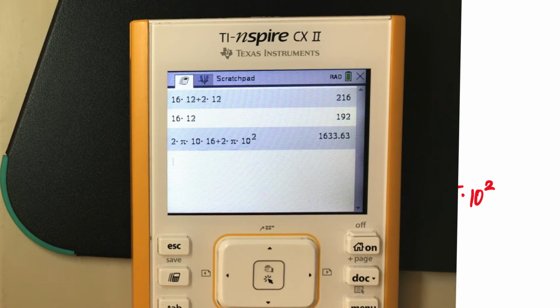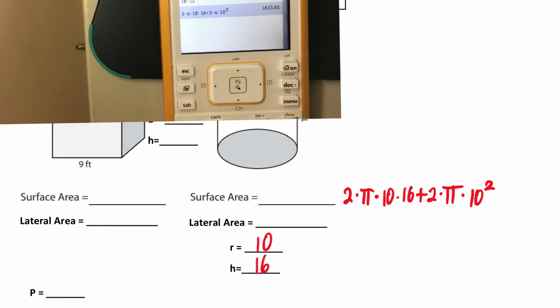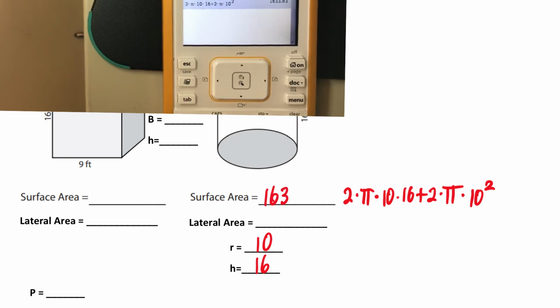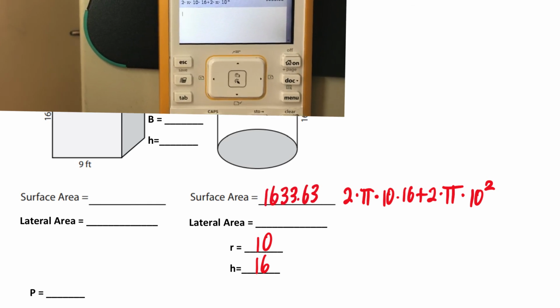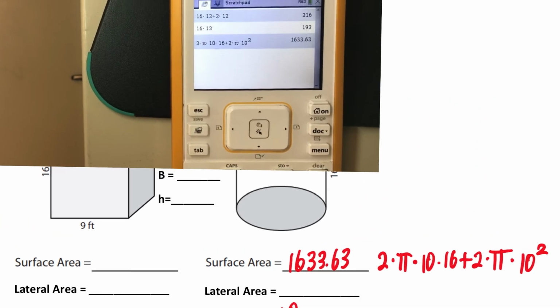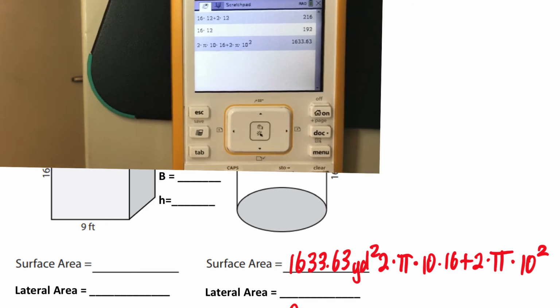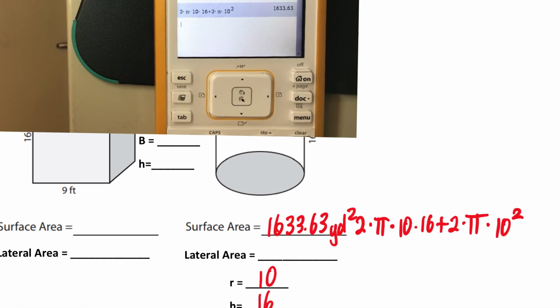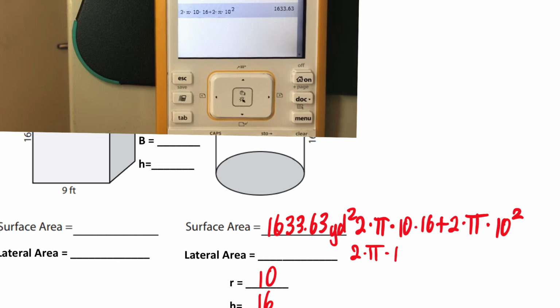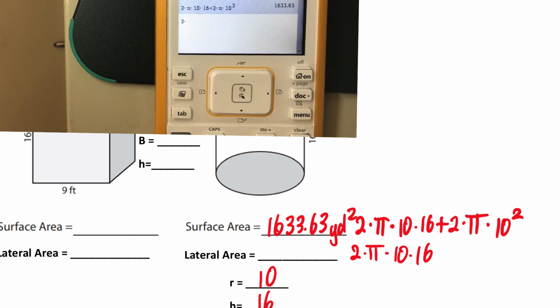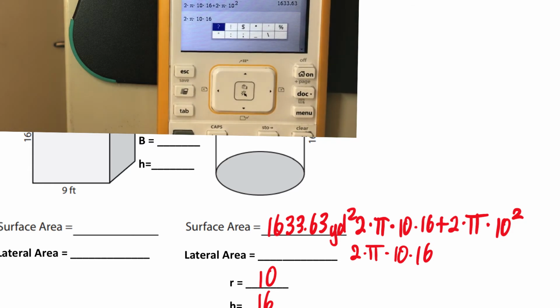1633.63. Okay. What units is that? Yards? Okay. And then for lateral surface area, it's just 2 pi r h. So 2 times pi times r times h. And it gives you 1005.31.